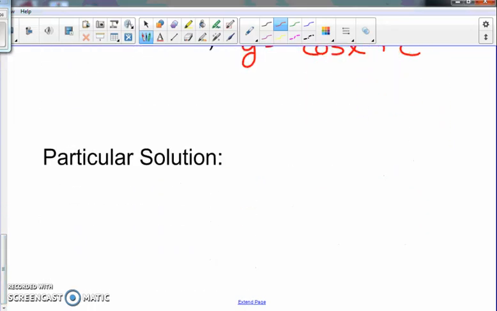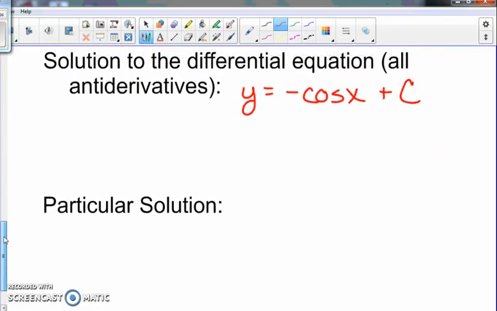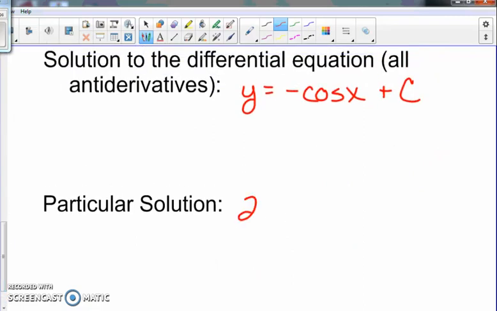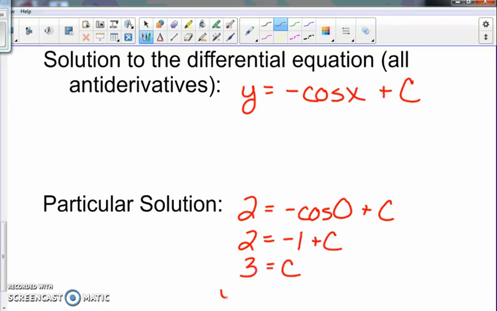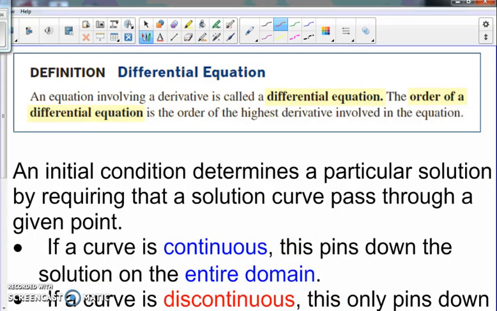Then you would find your particular solution, just like we did up above when we were reviewing. We would substitute in our coordinate pair, and we would get c equals 3, so our particular solution would be y equals negative cosine of x plus 3, just like in the review from chapter 4. The whole reason I did that is because I want you to understand that what we're studying right now, differential equations, is no different than what we did back in chapter 4.